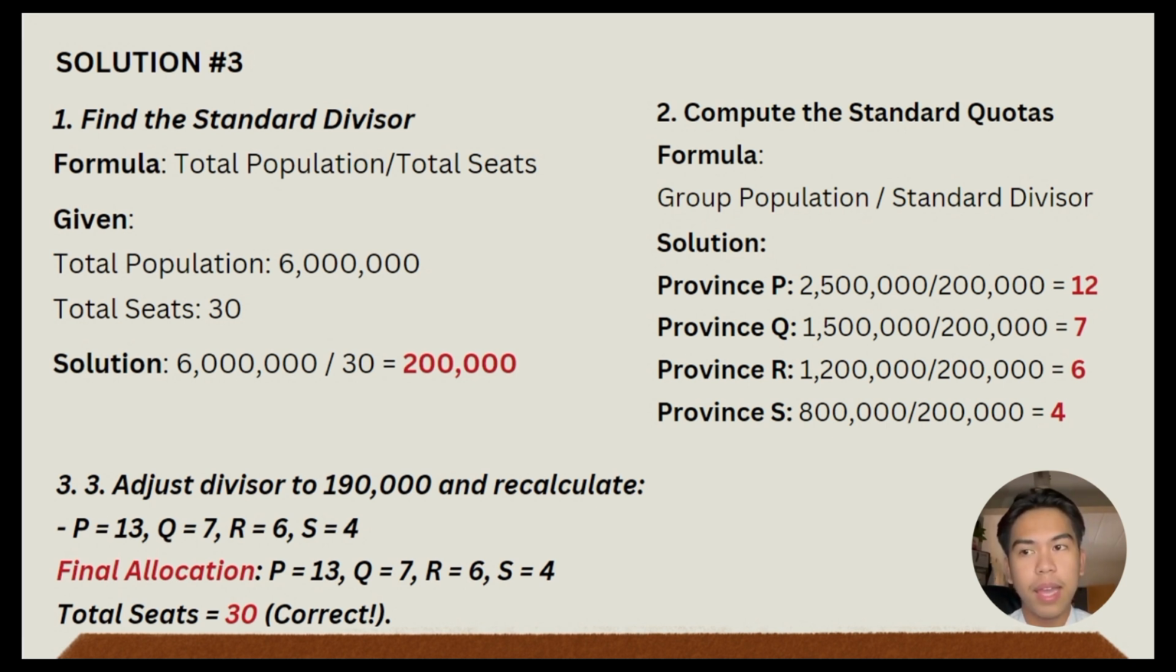Then in S, we got 800,000 divided by 190,000, which is equal to 4.21, or 4. So we get 30 seats exactly. So the final allocation is P equals 13, Q equals 7, R equals 6, and S equals 4.